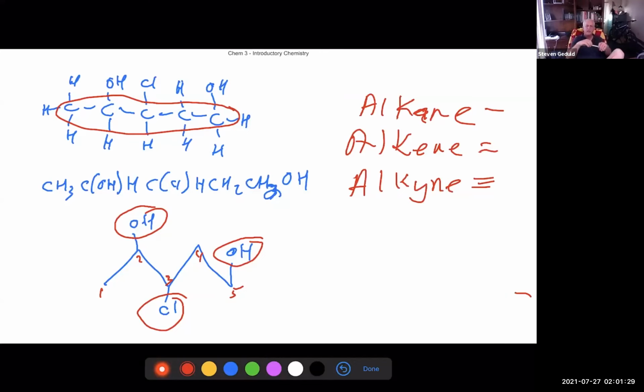So if you see the word alkane, you know it's all single bonds. If you see it's an alkene, that means you can have at least one double bond. Or if you see the word alkyne, you have at least 1 triple bond. So A-N-E is single bonds, E-N-E is a double bond, Y-N-E means it's a triple bond. Okay? And you can also have what's called cyclical structures. So cycloalkanes. This means they're in a circle, they're connected.